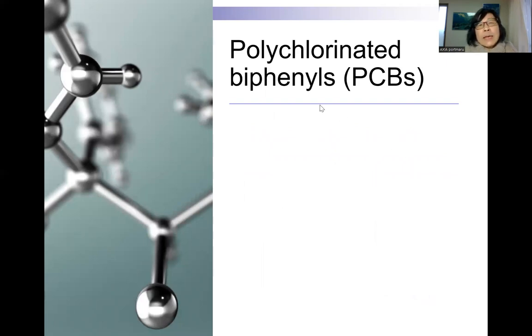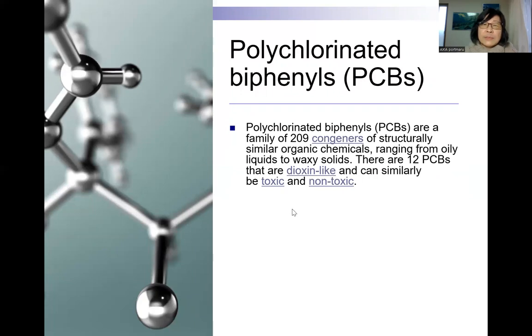One type of these chemicals is PCBs. PCB means polychlorinated biphenyls. This is a very common substance that humans use a lot. Now it's banned. The polychlorinated biphenyls, PCBs, are a family of 209 congeners, or structurally similar organic chemicals. So there are 209, but very similar organic chemicals in the same family, ranging from oily liquids to waxy solids. And there are 12 PCBs that are dioxin-like and can similarly be toxic.